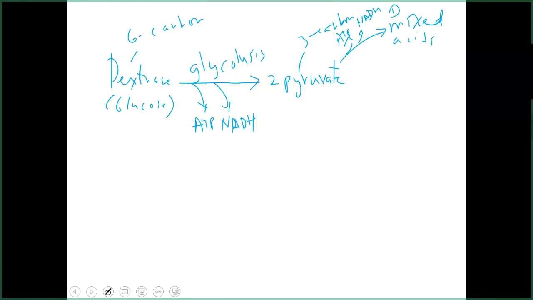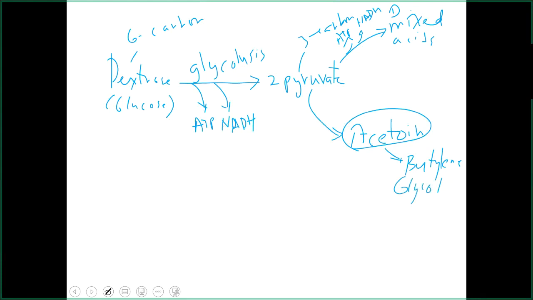That's one possible outcome. Other organisms take that pyruvate and they run it through a different metabolic pathway that results in the formation of a substance known as acetone. And there's actually things beyond that, there's a series of steps beyond that. But this acetone in this pathway, by the way, this stuff's called butylene glycol. I've forgotten the name temporarily. So, butylene glycol. And this is called the butylene glycol pathway.